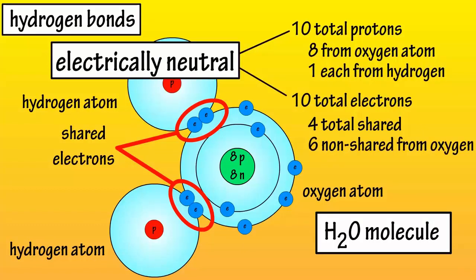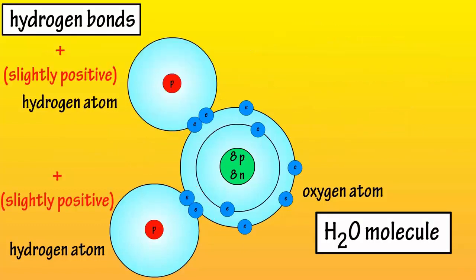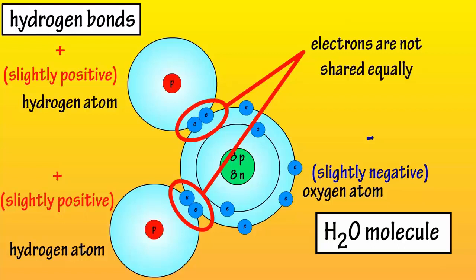But it has a partial positive side, the hydrogen side, and a partial negative side, the oxygen side of the molecule. The electrons are not shared equally within the molecule, as they have a higher probability of being found closer to the nucleus of the oxygen atom, giving that end a slightly negative charge. So the hydrogen atom's end of the molecule will have a slightly positive charge.